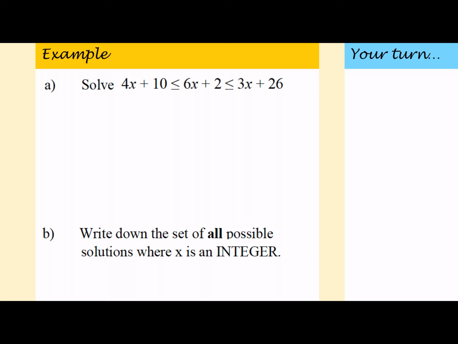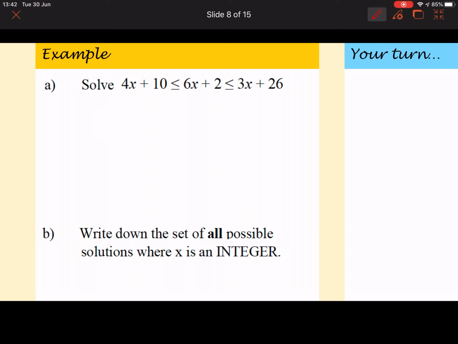Now some people would be tempted to try and solve this all in one go, doing the same thing to every part of the inequalities. In some cases you could, but it's quite rare. The best way to solve most of these questions is to split them up. So we're just going to look at the left-hand 2 parts. So I'm going to rewrite those out. 4x plus 10 is less than or equal to 6x plus 2. Because I've just got my left-hand 2 parts.